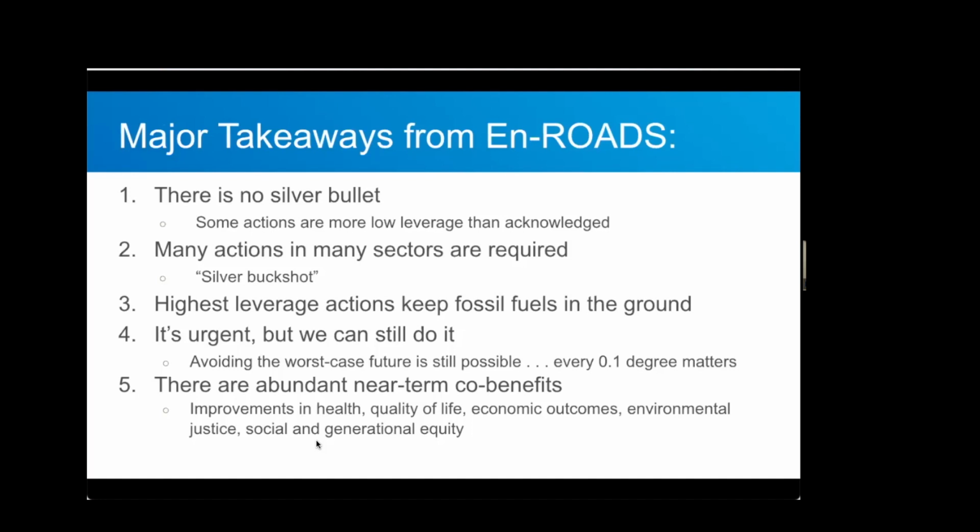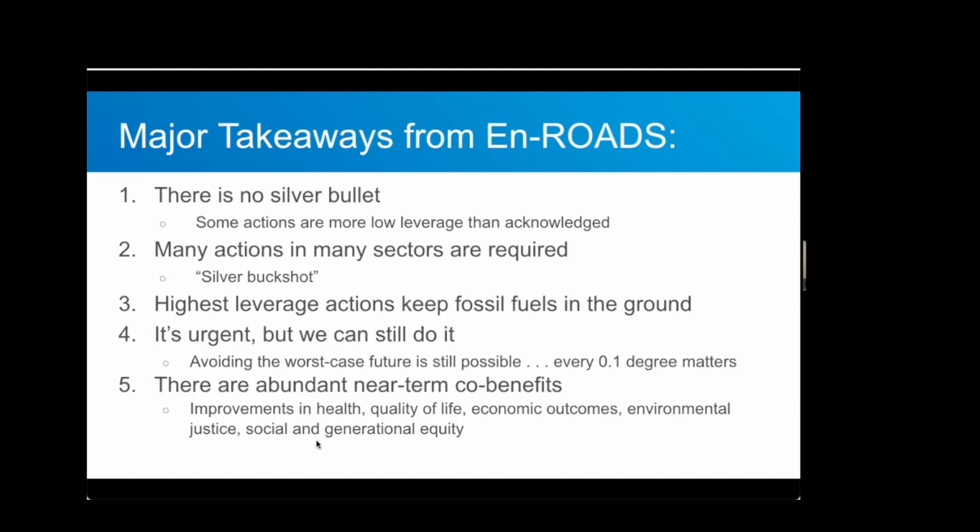This is an urgent situation, even with the passage of the IRA. We still have a lot left to do to get to net zero by 2050. But avoiding the worst case is still possible, and every tenth of a degree matters. So there are abundant near-term co-benefits from doing these actions as well. So it really helps with environmental justice. It really helps with our economy, because so many of these climate disasters take human tolls, but also very much monetary tolls.